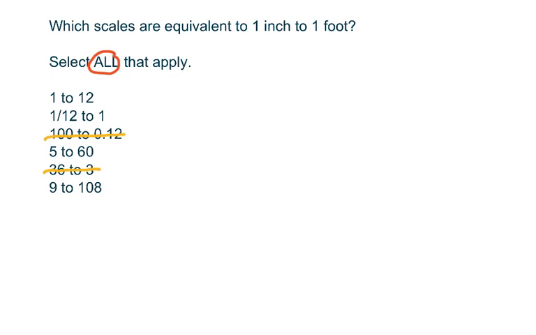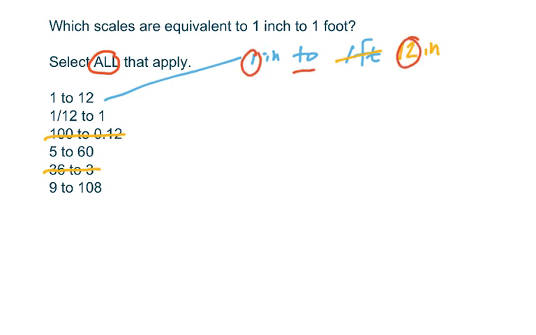So the next thing we need to do is figure out which of these, because they're at least in the right order, which of these are equivalent. So I'm going to think about 1 inch to 1 foot, and I'll look at the first one. I notice we have 1 to 12. So this does work if I keep in mind that 1 foot could be replaced with 12 inches. Once I do that, I can see that I have a 1 to 12 relationship. So that one is equivalent.